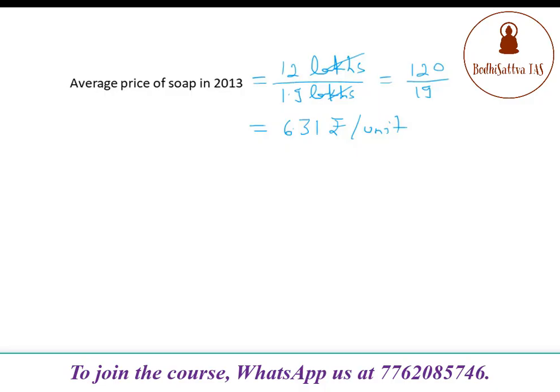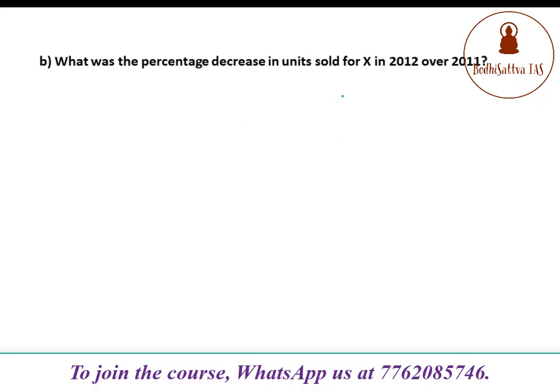So the unit price of the soap, or the average price of the soap in 2013 sold by all the companies, was rupees 6.31 per unit. So this was part A of question number 7, year 2013. Now moving to the next part, that is part B. Part B is, what was the percentage decrease in units sold for X in 2012 over 2011? So what was the percentage decrease?